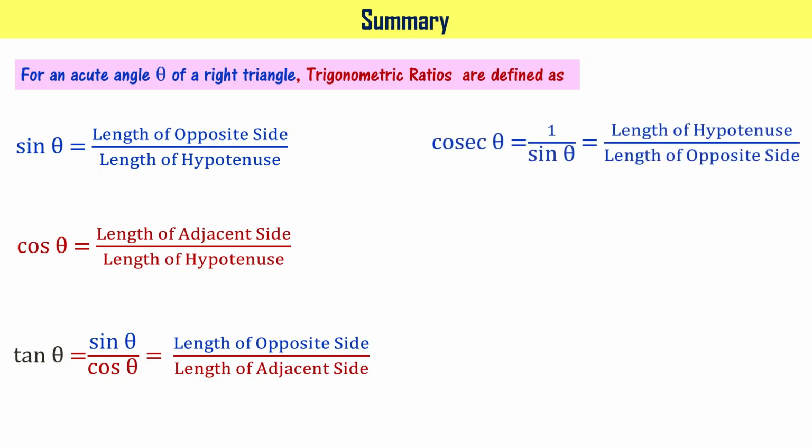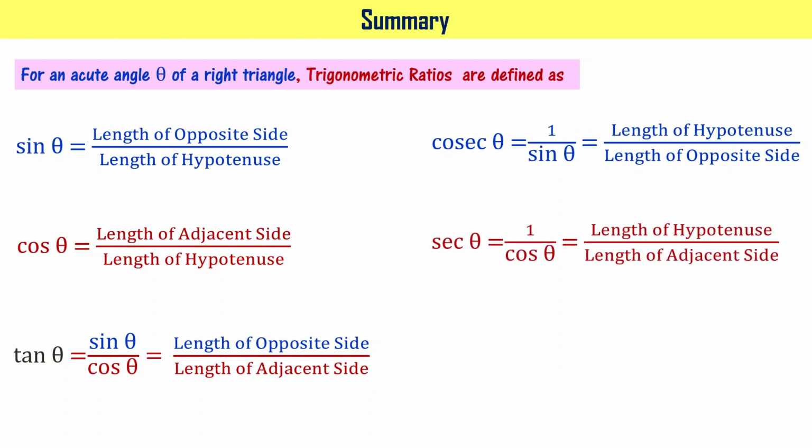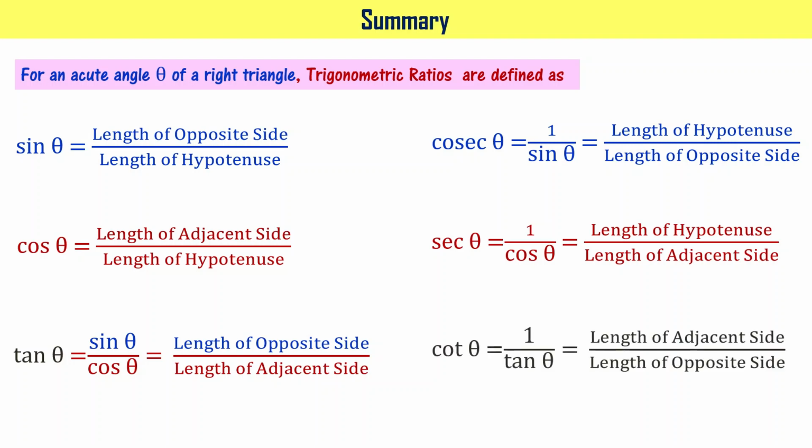Now, cosec theta can be written as 1 by sin theta, that is length of hypotenuse divided by length of opposite side, right? Sec theta is 1 by cos theta, that is defined as length of hypotenuse divided by length of adjacent side. And cot theta is 1 by tan theta, that is length of adjacent side by length of opposite side. Please take a note of these functions.